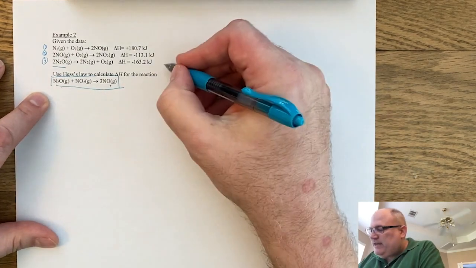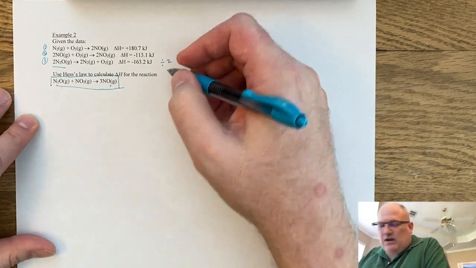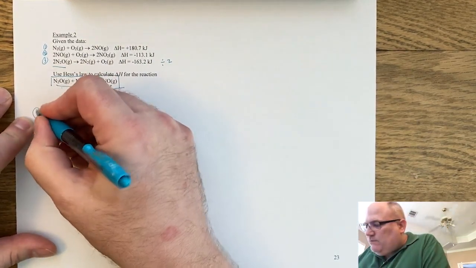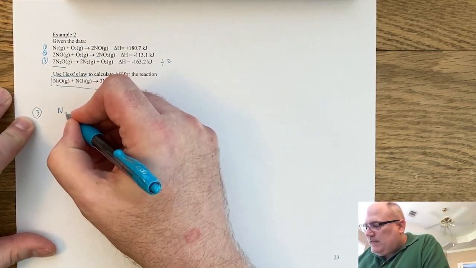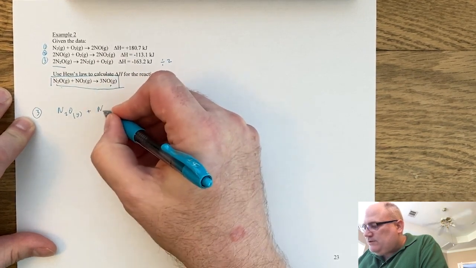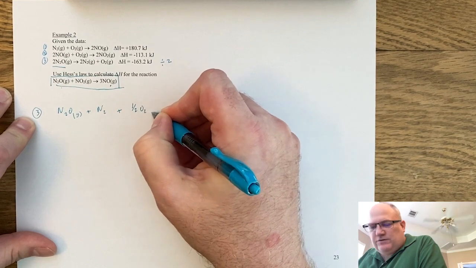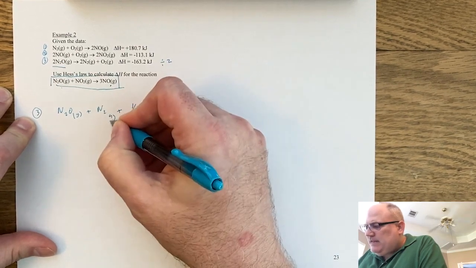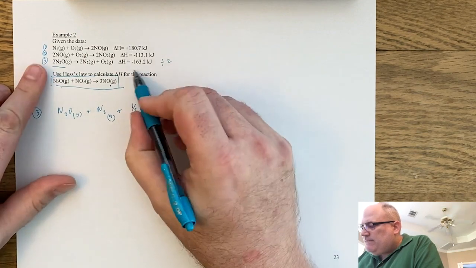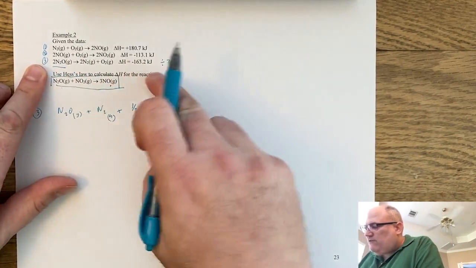So if we were to divide this by 2, wouldn't my equation number 3 right here, if we wrote it out, now be N2O as a gas plus N2 plus 1/2 O2 as a gas? And incidentally, when we do this, since we divided the entirety of this by 2, we also have to divide the change in enthalpy.